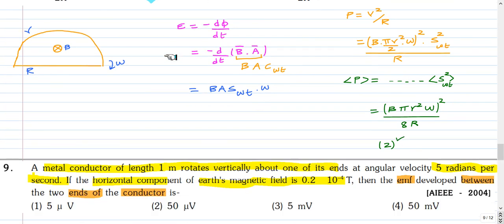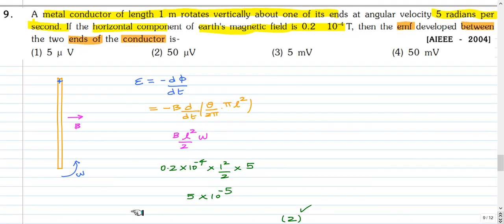Let's move to the next question. A metal conductor of length 1 meter rotates vertically about one of its ends with angular velocity 5 radians per second. If the horizontal component of Earth's magnetic field is 0.2 into 10 to the minus 4 Tesla, then the EMF developed between the two ends of the conductor is. You can pause and attempt this question. So this is a metal conductor which is pivoted at one point and it's being rotated vertically, and the magnetic field is in the horizontal direction.